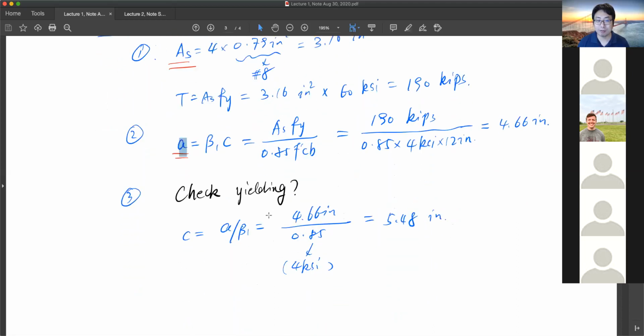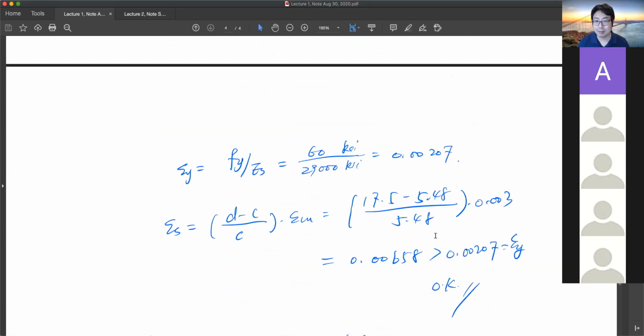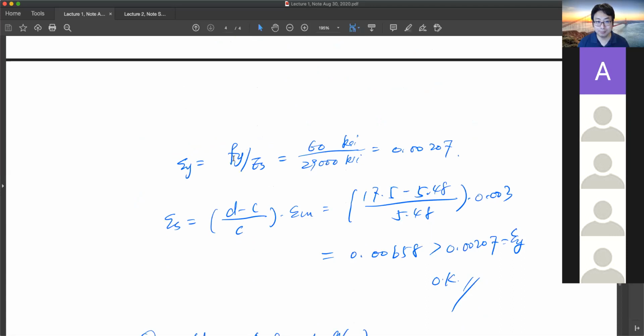So we still need to find c, which is the actual compressive zone, to check if it's yielding. So we use c equals a divided by beta 1, and that is 4.66 right here, divided by 0.85 because of 4 ksi, and I got 5.48 inches of the actual compressive zone c. With that, I'm going to check my strain.